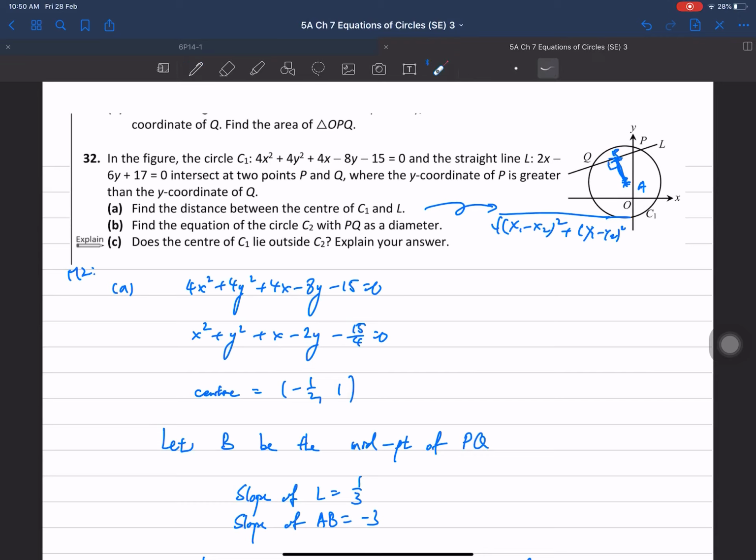Second method, you can refer to the solutions. Find the intersection point. That means solve the simultaneous equations. Maybe the given method is better than this one because in part B you also need to find the coordinates of points P and Q so that you can find the equation of the circle.